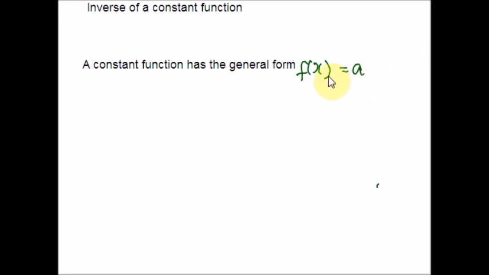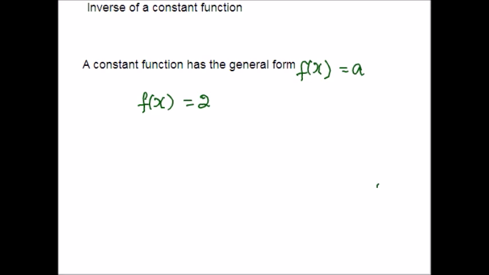How to find the inverse of a constant function? Let me take a few examples and explain. Suppose we have a constant function f of x equal to 2. I'm just assuming this example. The graph of this function is just a horizontal line, parallel to the x-axis, because f of x is nothing but y. If y equals 2, you just draw a horizontal line parallel to the x-axis, passing through the point (0, 2).